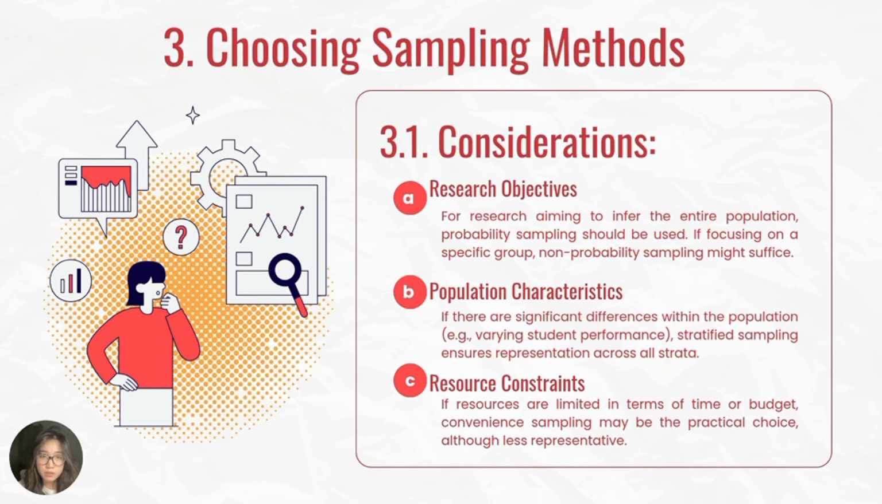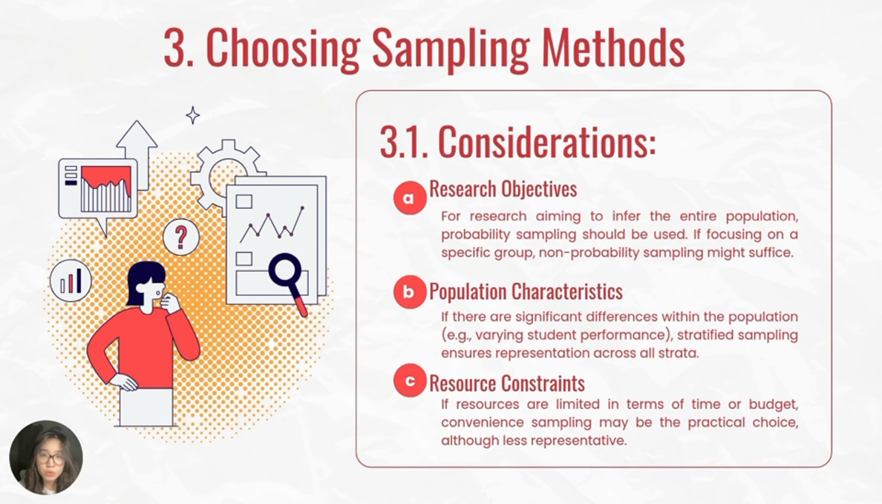The choice of the appropriate sampling method depends on three key factors: research objectives, population characteristics, and resource constraints. The first factor is research objectives, which determine whether we need to infer findings to the entire population or only to a specific group. Research objectives define the purpose of the study and help us decide whether the findings should be generalized to a larger group or not.